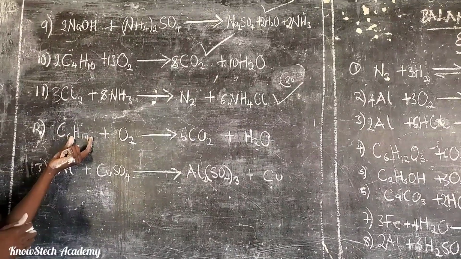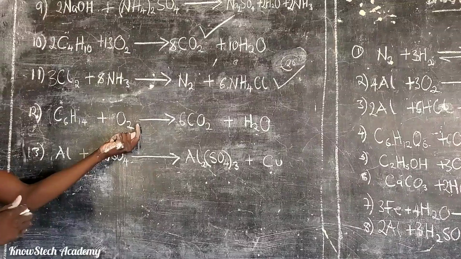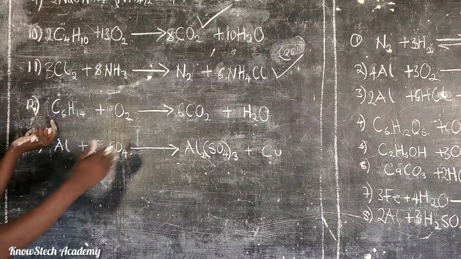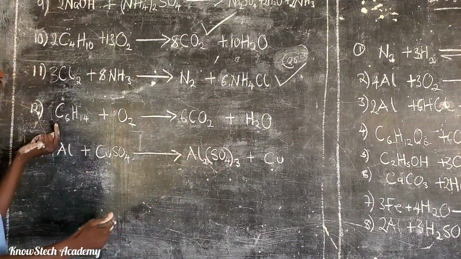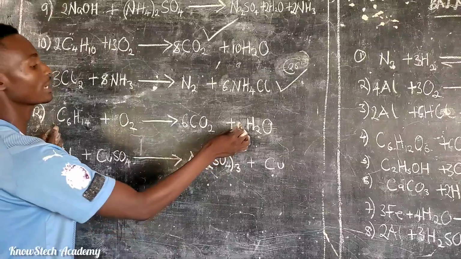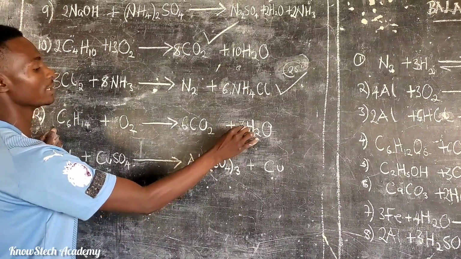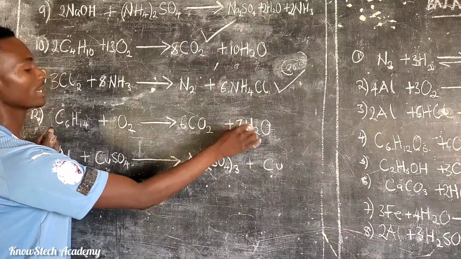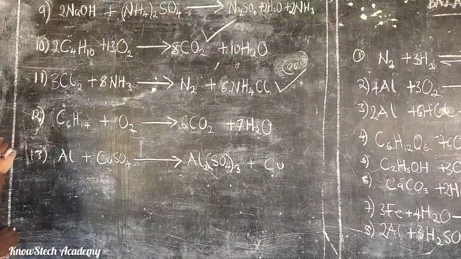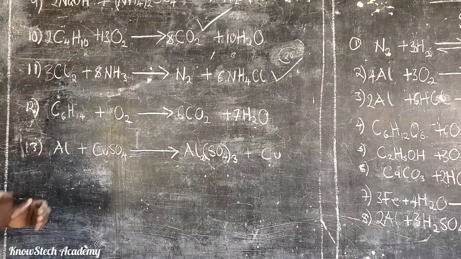Hydrogen is how many? 14 on the reactant side. Then on the product side, what number can we put here? 7. So 7 times 2 is what? 14. Okay, this one looks easier.